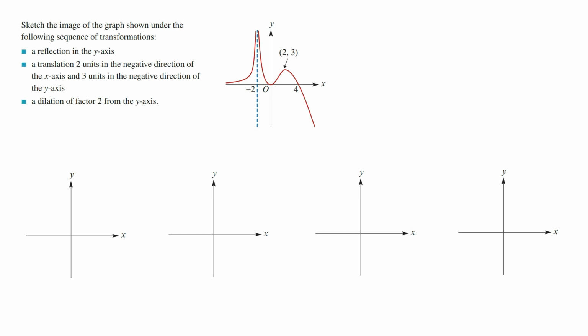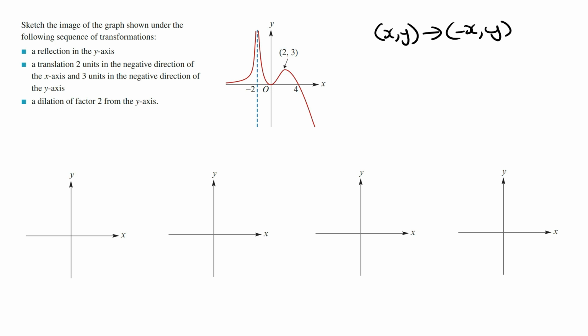A reflection in the y-axis means that if we have the original coordinates x, y, we're going to multiply the x coordinates by -1, and we're going to keep the y coordinates the same. Looking at this graph, we've got a vertical asymptote at x is equal to -2, a turning point at the coordinates (2, 3), and we've got x-intercepts at (0, 0) and (4, 0).